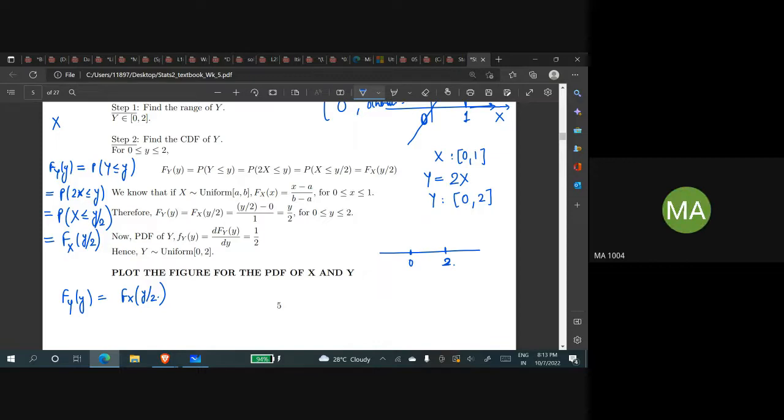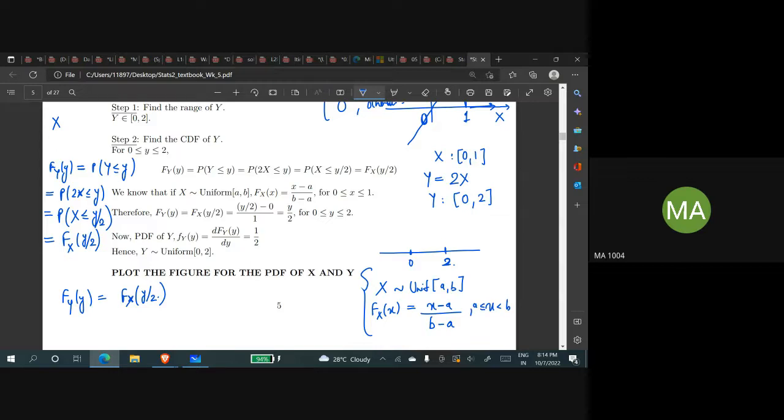So how will you write this CDF? You know that if you have a random variable x that is uniform in a to b, then the CDF of x is given by (x minus a) upon (b minus a), for x between a and b. This you have seen in week 4.